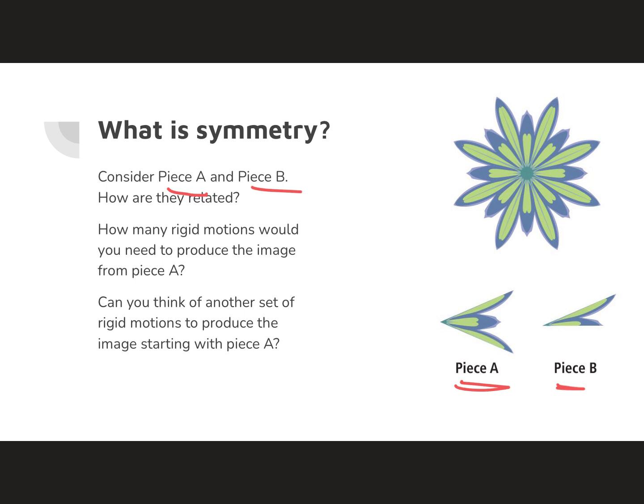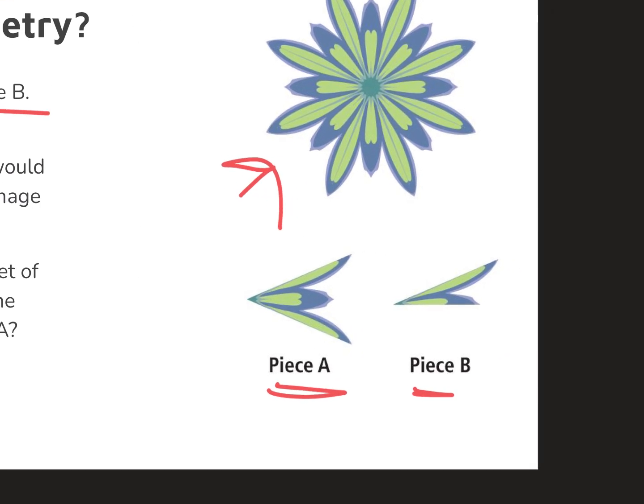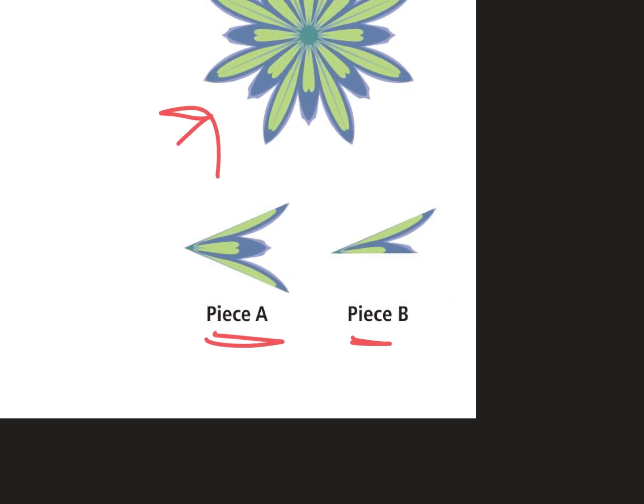How many rigid motions, so remember rigid motions are rotation, translation, reflection, would you need to produce this piece from piece A? So let's talk first about how they are related. So look at piece A and piece B. How are they related to each other? Pause this and think about that for a minute. Look at piece A and piece B.